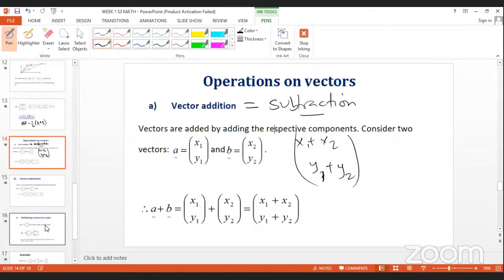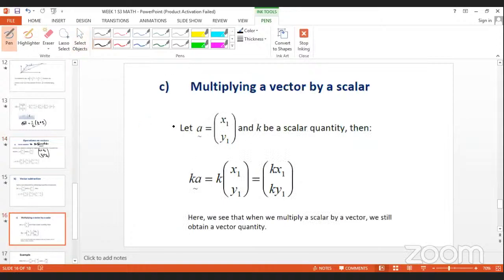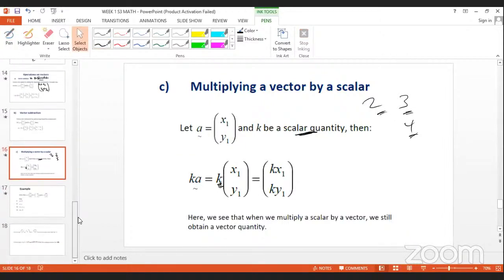Then finally, with multiplication, we said we always multiply by what we call a scalar quantity. Remember, a scalar quantity does not have direction. It's always a single value like 2, 3, 4, and so on. So when you're multiplying a vector with a scalar, you multiply this scalar by each of the values within. So if I have x1, I say k times x1 and k times y1. So that's what we did in our previous lesson.